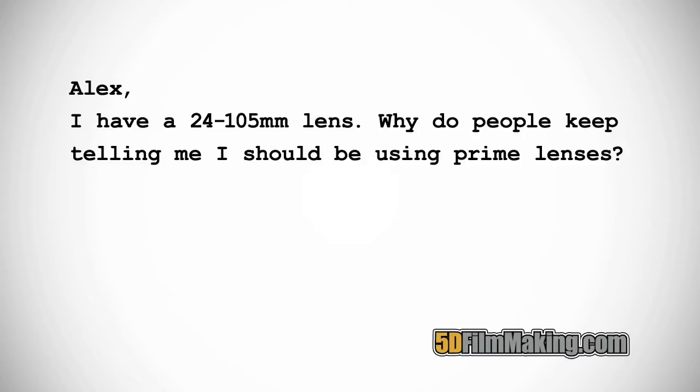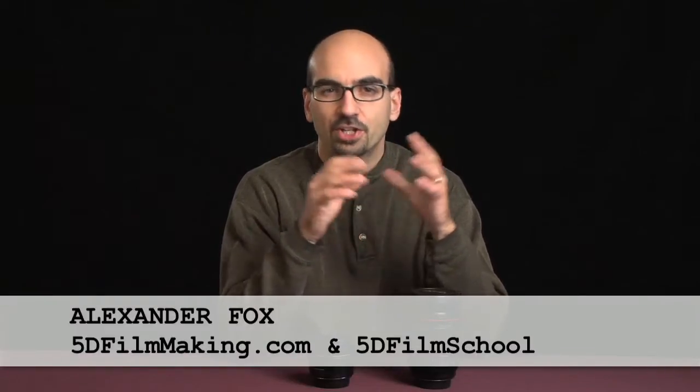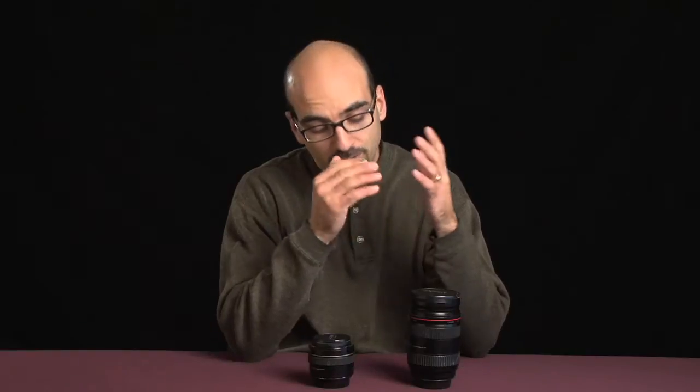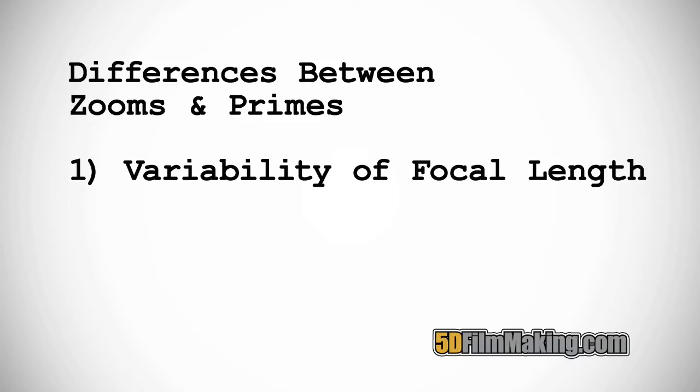Optics, I have a 24 to 105 lens. Why do people keep telling me I should be using prime lenses? Without getting into the science of optics, there are a couple of pretty straightforward differences between zoom lenses and prime lenses. First of all, of course, a zoom lens can accommodate a range of focal lengths.